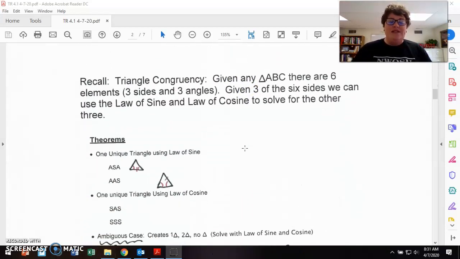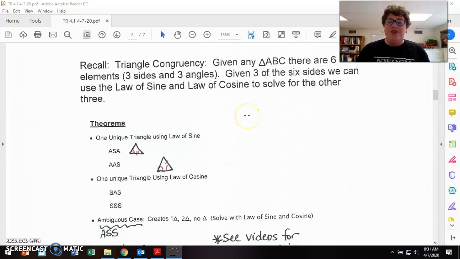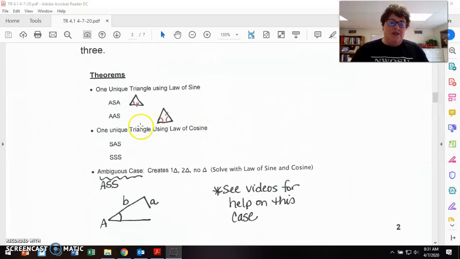Okay, so think back to high school geometry, triangle congruency. For triangle A, B, and C, there are 6 elements, 3 sides and 3 angles. Given 3 of the 6, we can use law of sines and cosines to solve the other 3. Here are those theorems. To get one unique triangle using law of sines, and that's what we're going to look at today, you're going to be given angle, side, angle, and angle, angle, side.